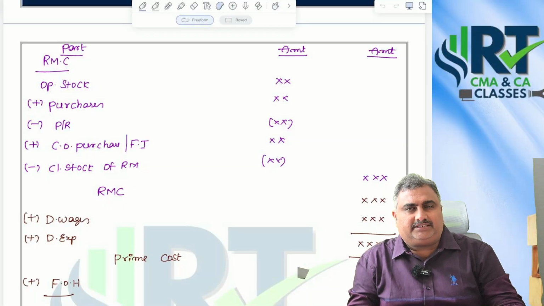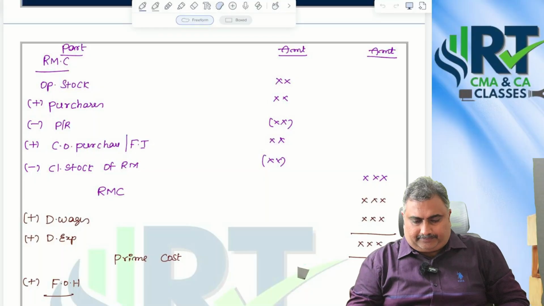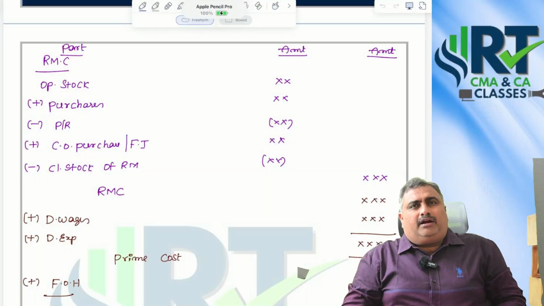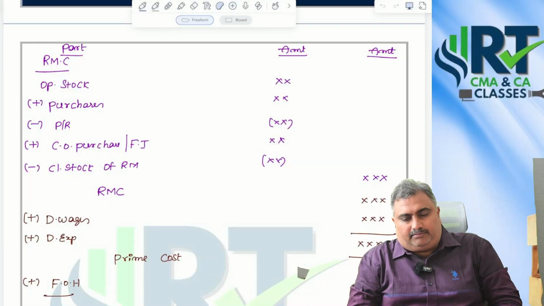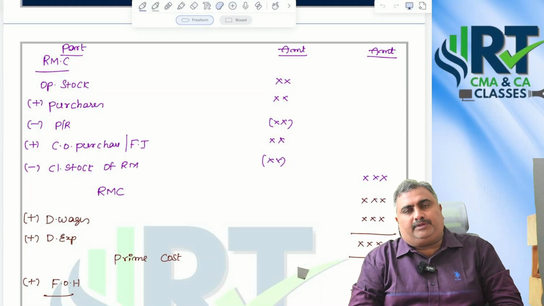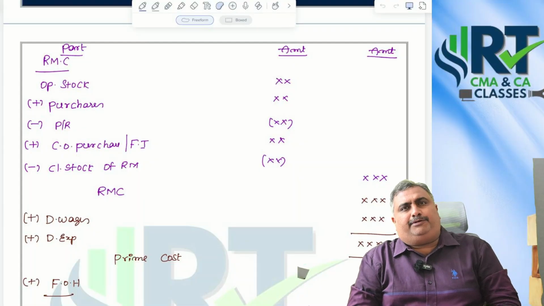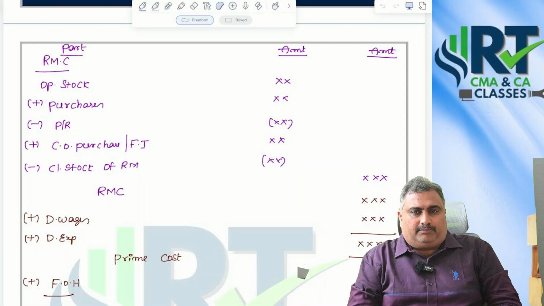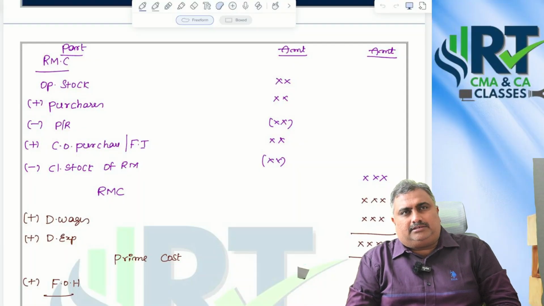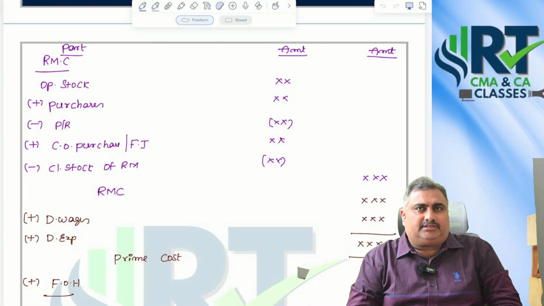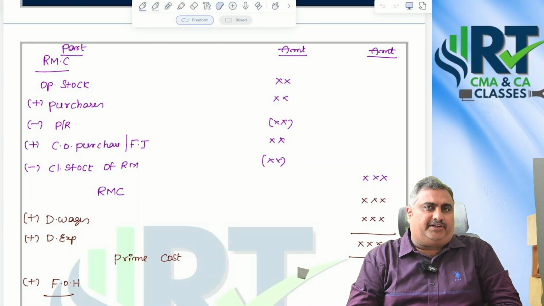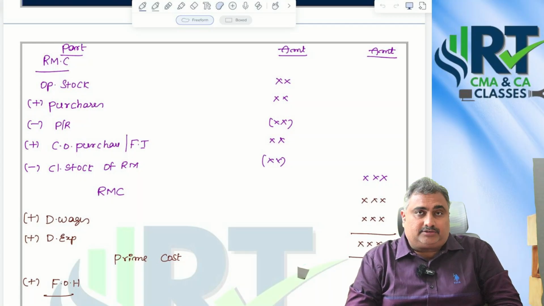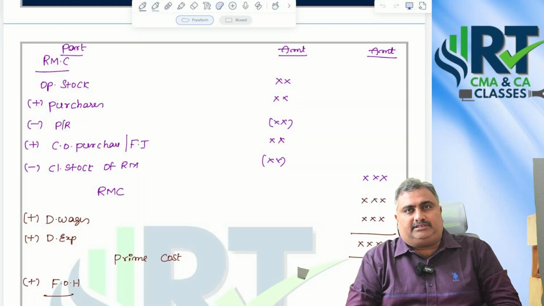So today our discussion is regarding cost sheet, and we are discussing the most important problem from the CMA Inter point of view, especially. Even CA people can also try this particular problem, because nowadays in the CA examination some of the questions from CMA material are asked as they are. Sometimes from CA material they are asked in the CMA examination itself. That's the reason for this particular video.